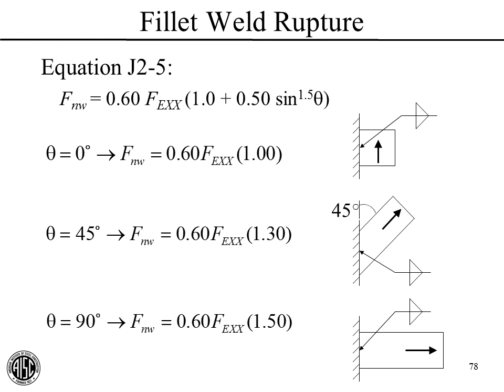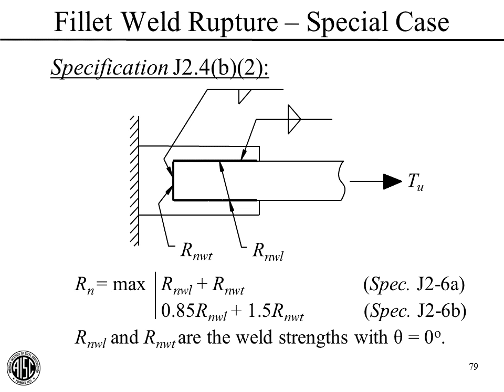And a really good example of when to take that into account would be this special case that's in specification section J2.4, subsection B and note. This is for a weld group where some of the welds in the weld group are loaded with a theta of 0. That would be like this one and this one. Those are longitudinal compared to the load. And the strength of those we'll call R sub NW and then L for longitudinal. And also in this weld group are stronger but less ductile welds like this one that has the load transverse to this weld.